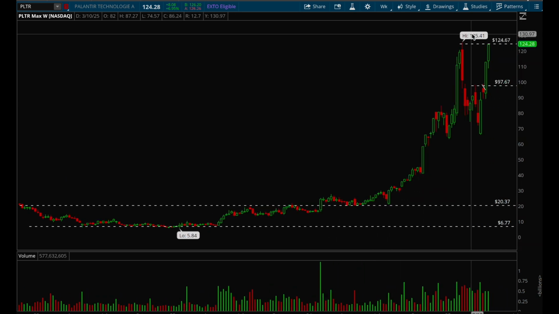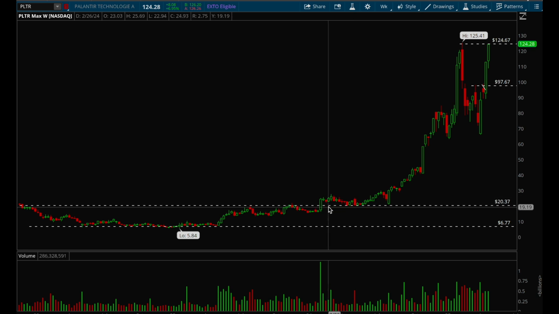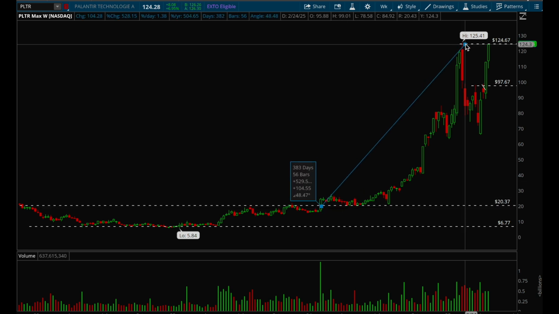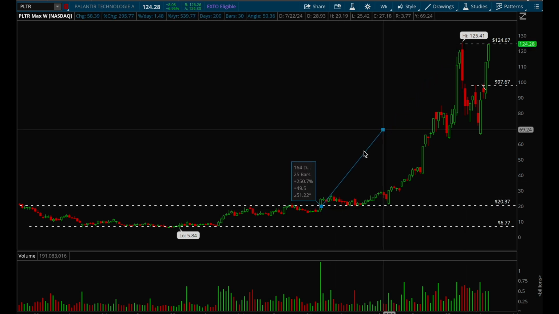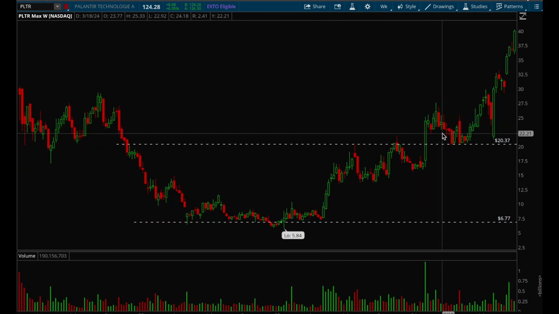And then from there, Palantir pretty much took off like a rocket, right? $20 to $125. Insane rally, a 530% move. So pretty insane again, right? So this is another example where you don't want to try to be bottom fishing the low points. You want to be waiting for confirmation. You want it to break back above and then break out, right?